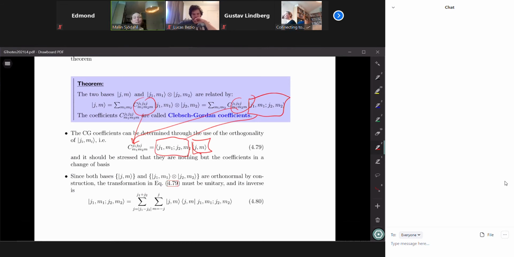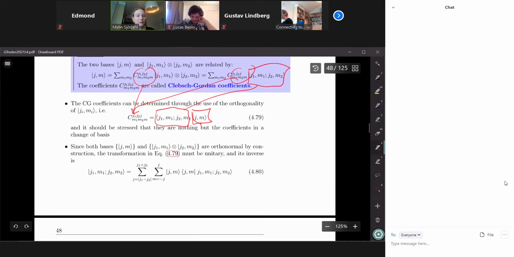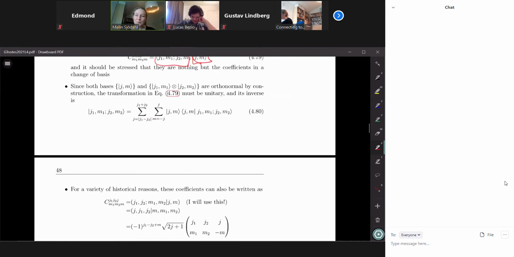So I want to make you very aware that what we are doing here in this fancy Clebsch-Gordan decomposition is actually nothing but a change of basis. We are only changing the basis. I think that is something that is not stressed to a high degree in quantum mechanics courses. Maybe you had a better one, I'm not sure.